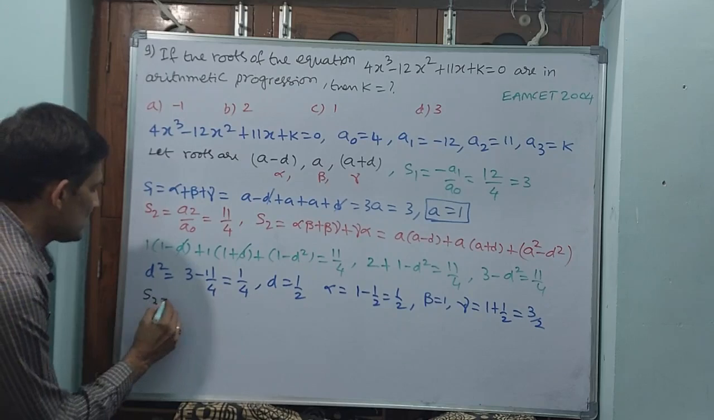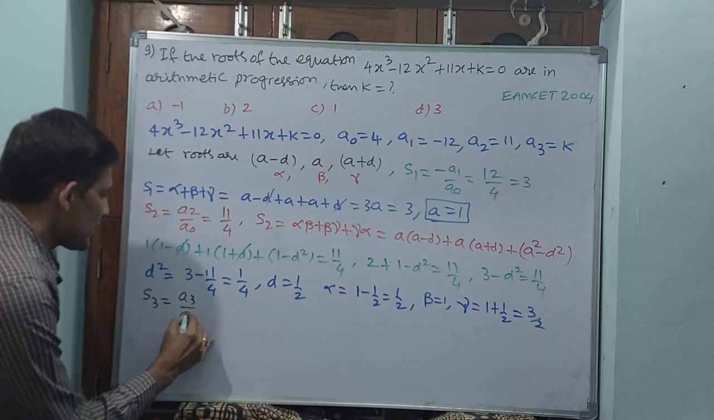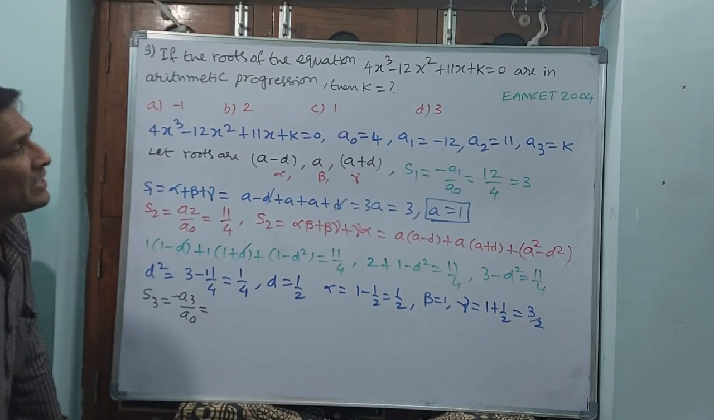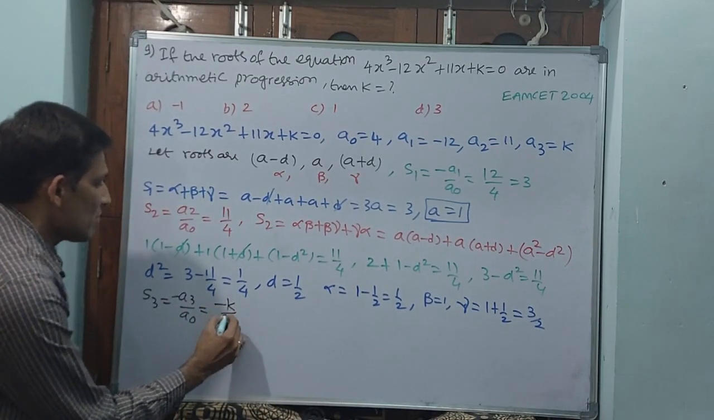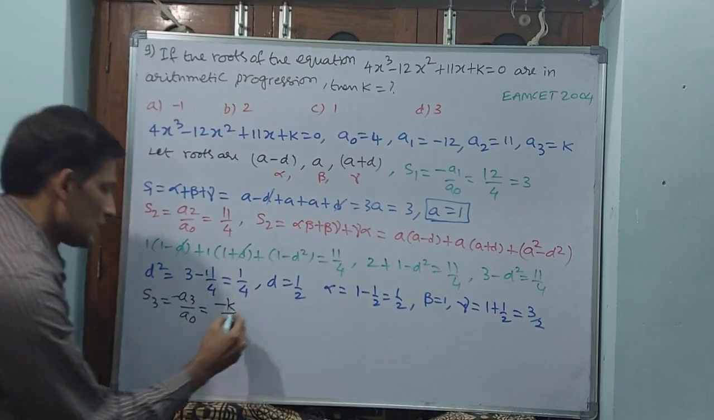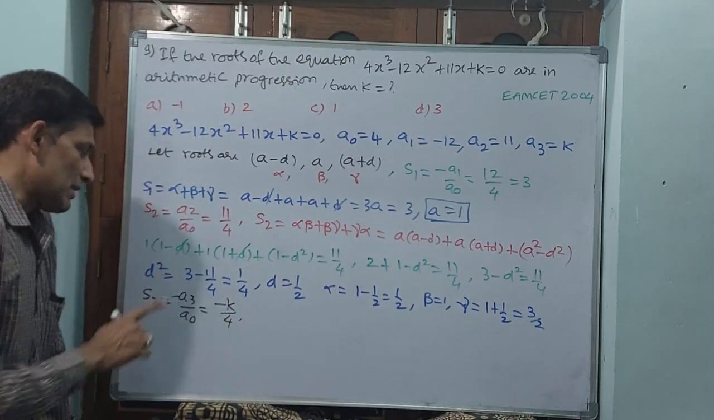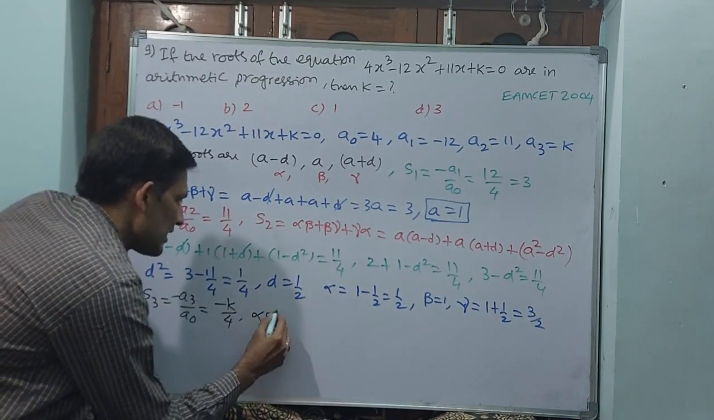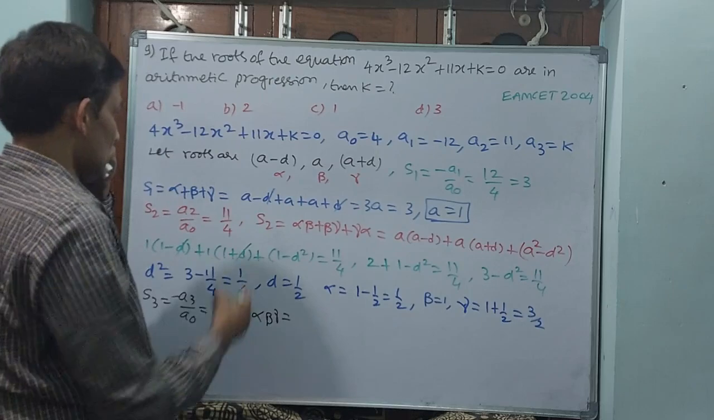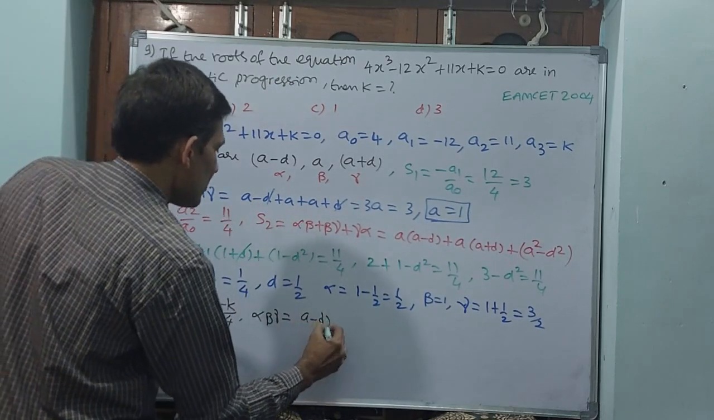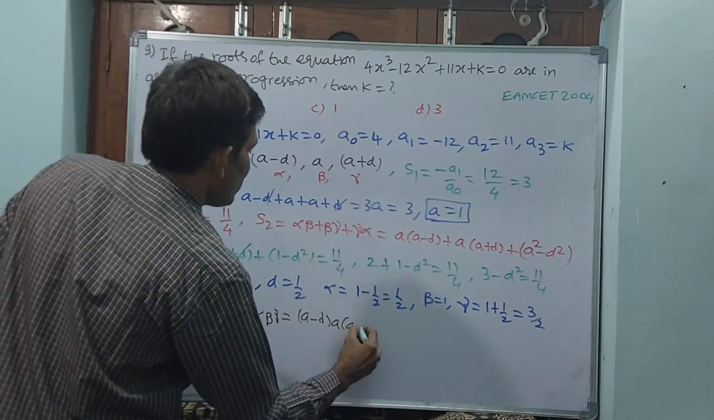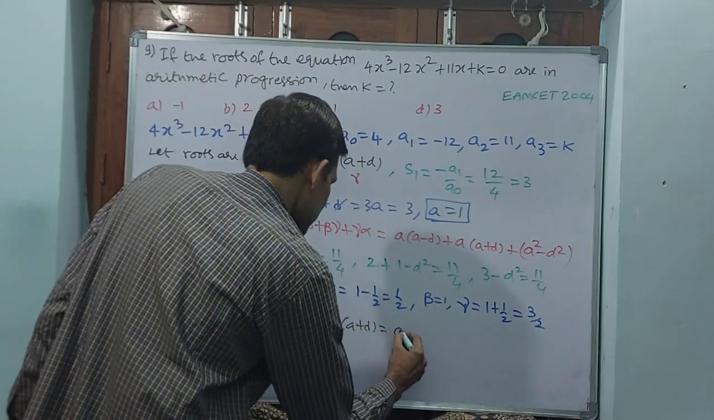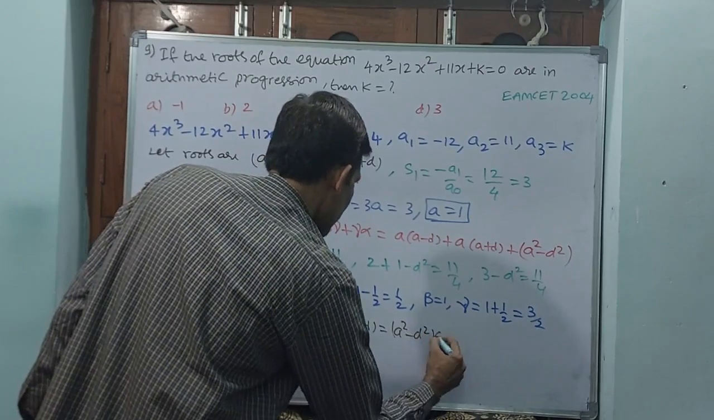S3 is equal to minus A3 by A0. Minus A3 means A3 how much? Minus K by 4. Okay, minus K by 4 is there. But what is it? S3. S3 is alpha into beta into gamma. That is equal to, you see, write down this: A minus D into A plus D, that is A square minus D square, into A.